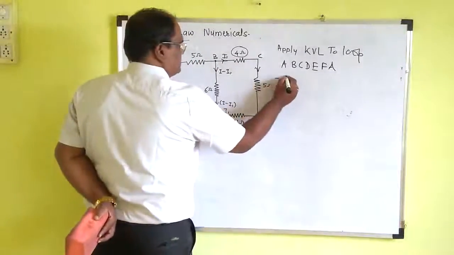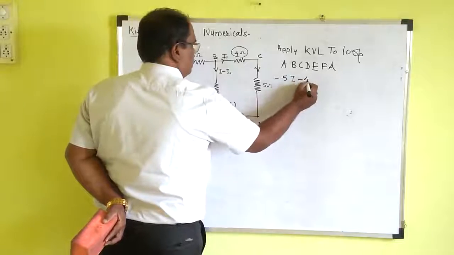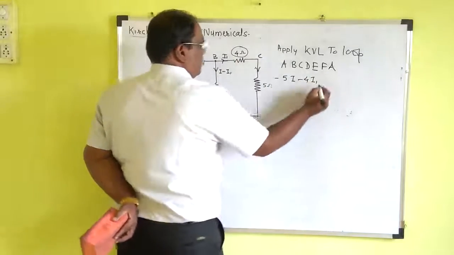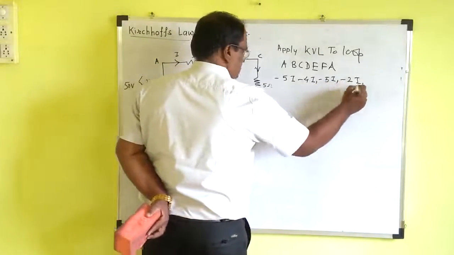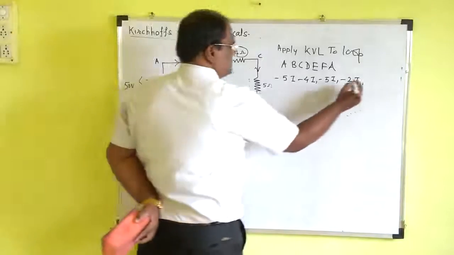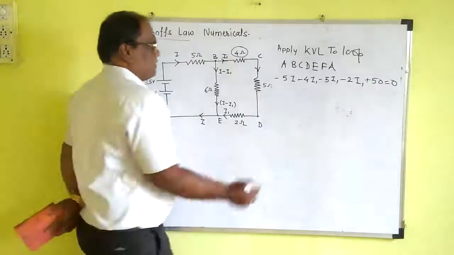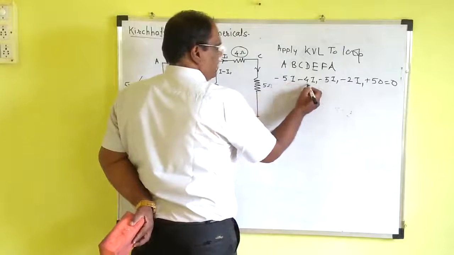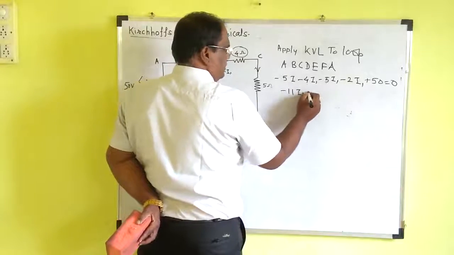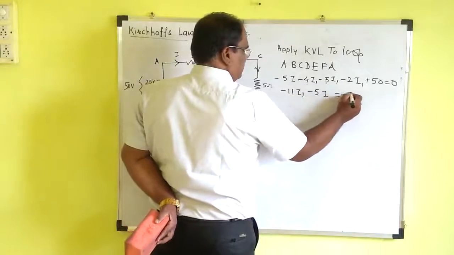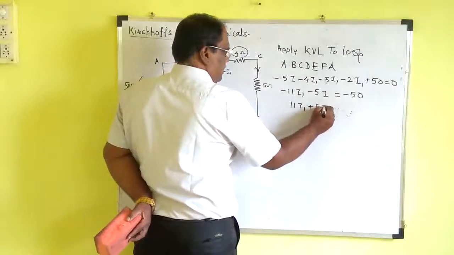Minus 5I, minus 4I1, minus 5I1, minus 2I1, plus 50 is equal to 0. 5 plus 4, that is 9, plus 2, 11I1, minus 5I is equal to minus 50. Thus 11I1 plus 5I is equal to 50.